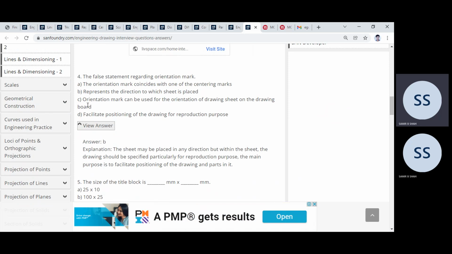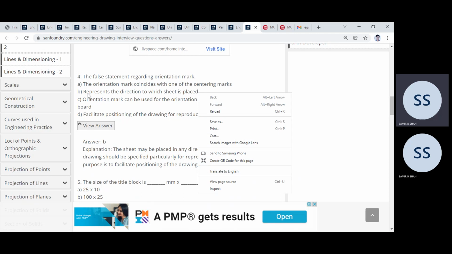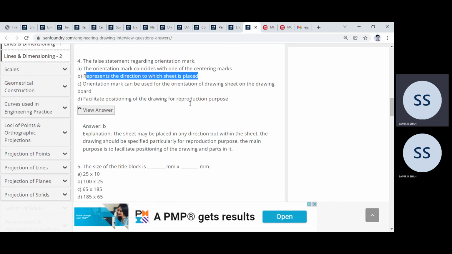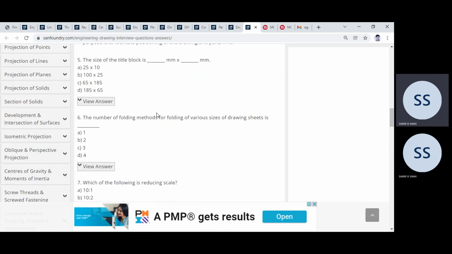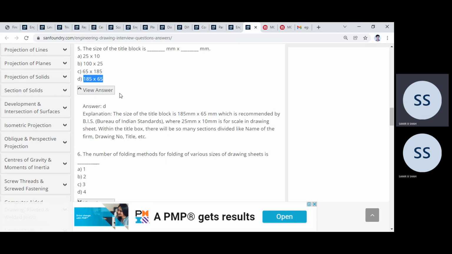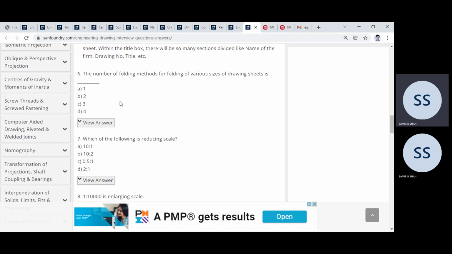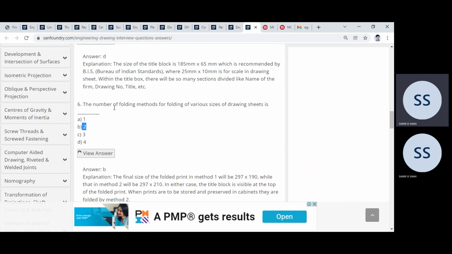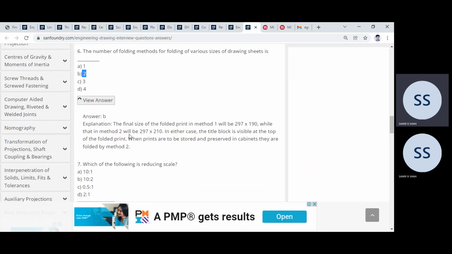Now there are four statements given to you. Which of these four is wrong? It represents the direction in which the sheet is placed. Okay, it is wrong. The size of the title block, you know very well, is 185 by 65 mm. The number of folding methods for folding various sizes of drawing sheets: how many methods are there? There are two methods. With the help of two methods we are folding the drawing sheet.